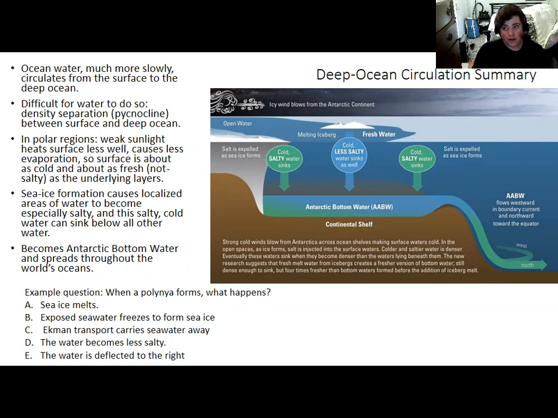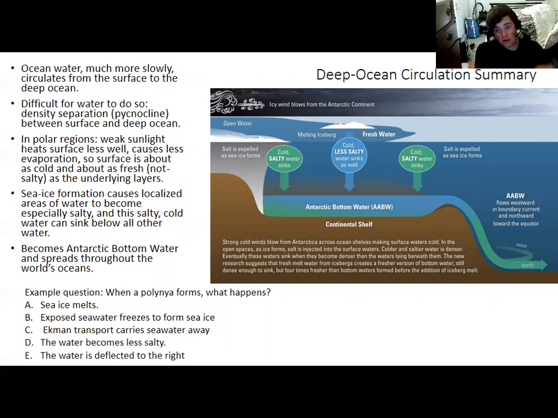The answer in this case is B. When a polynya has to do with Antarctic bottom water formation, you get them at the coast, where you have winds pushing ice away from the coast, and that exposes seawater that then freezes. And so the answer is B, exposed seawater freezes to form sea ice.